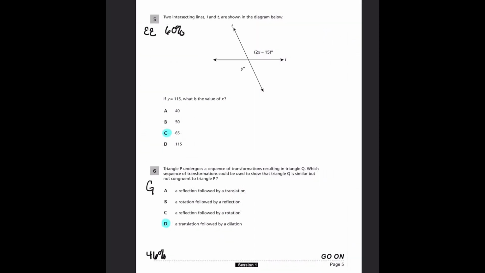Here are the answers for 5 and 6. We have an EE question and a geometry question. We'll start with the geometry question. We have 2 lines intersecting. If y is equal to 115 degrees, what is the value of x? First thing to note, these 2 angles are vertical angles, and they're congruent to each other. They're equal to each other.